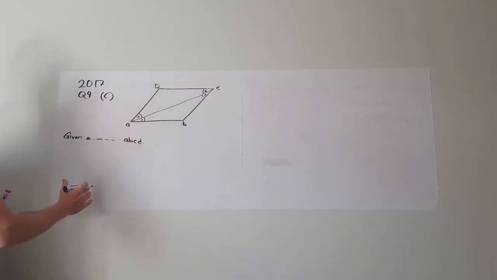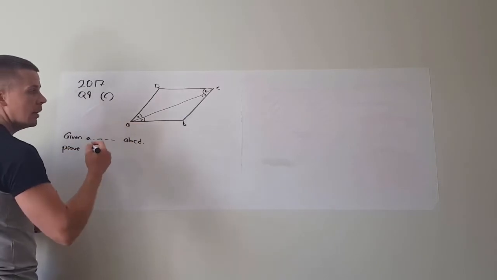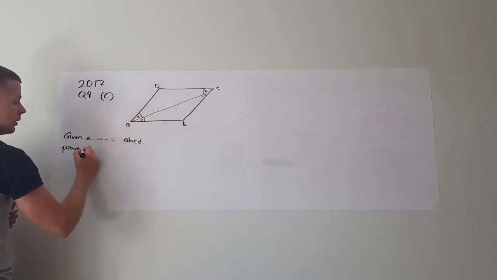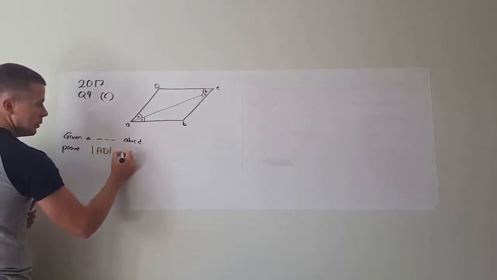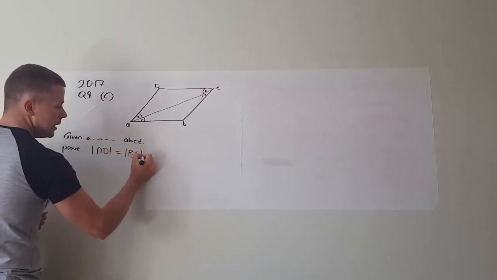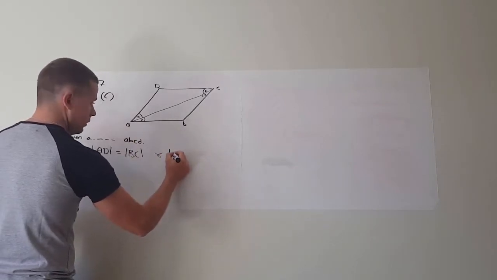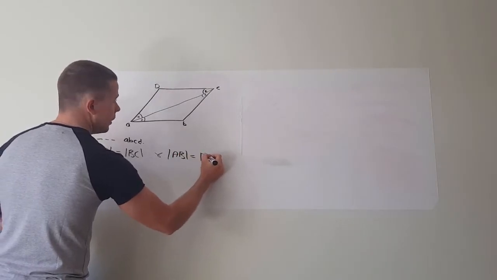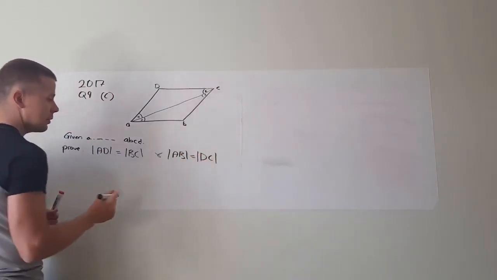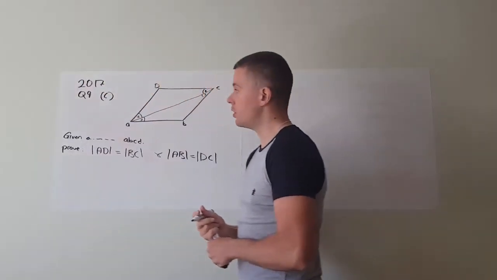We're given the parallelogram ABCD, and we have to prove that the opposite sides are equal in length. So basically I want to prove that the length AD is equal to the length BC, and also that the length AB is equal to the length DC. So that's what I have to prove. Right? So how do I actually go about proving that?